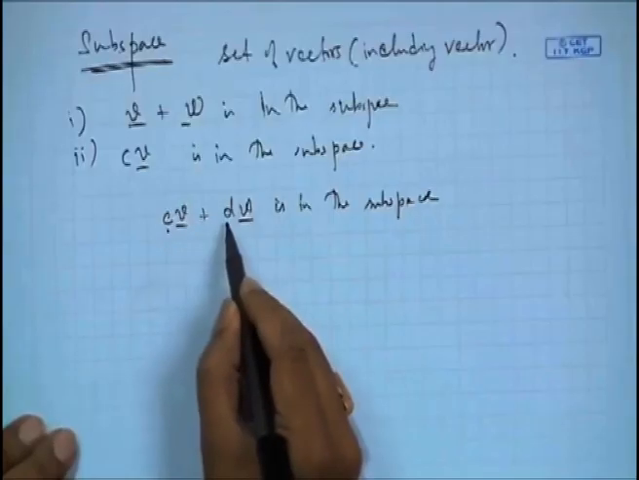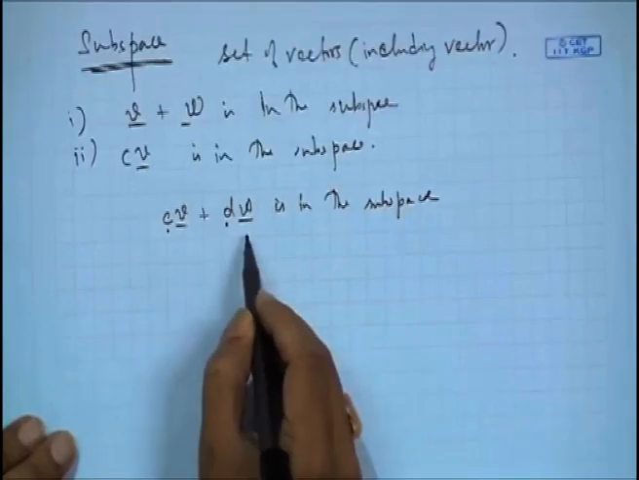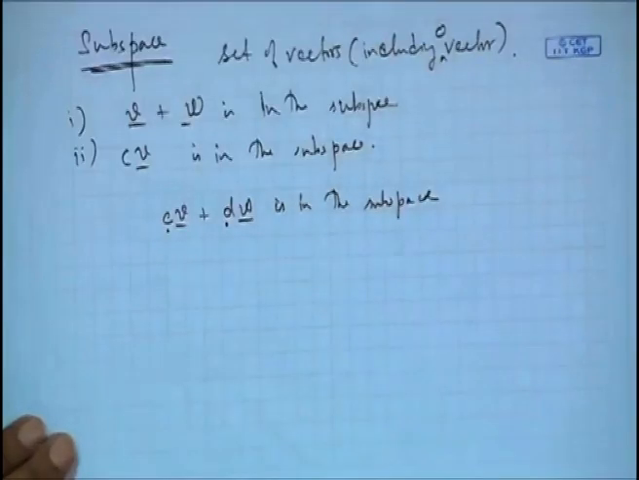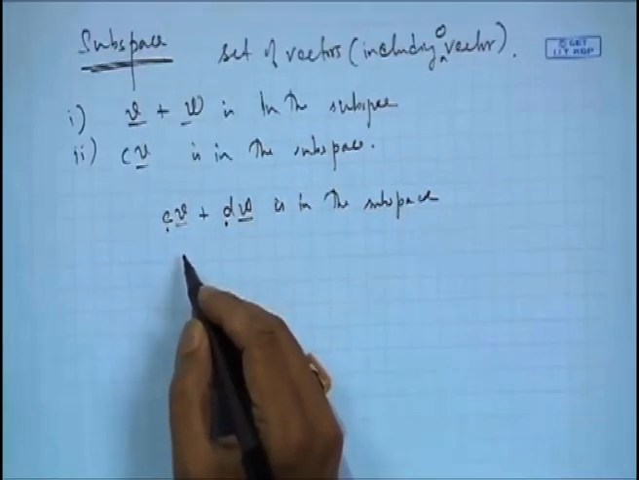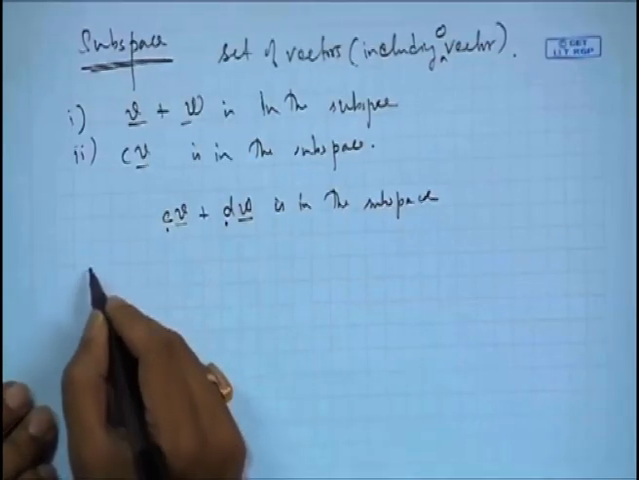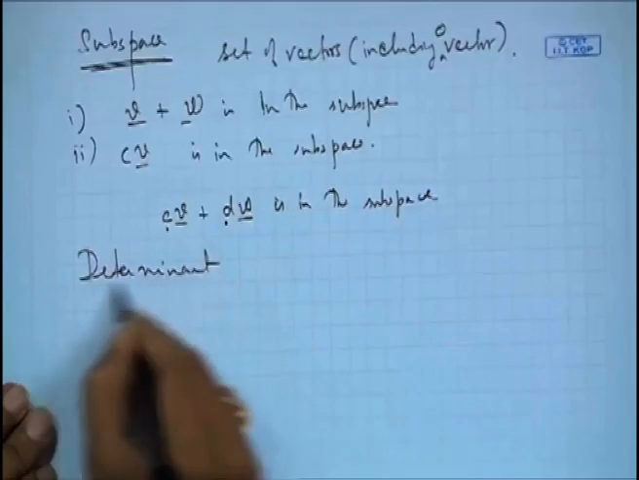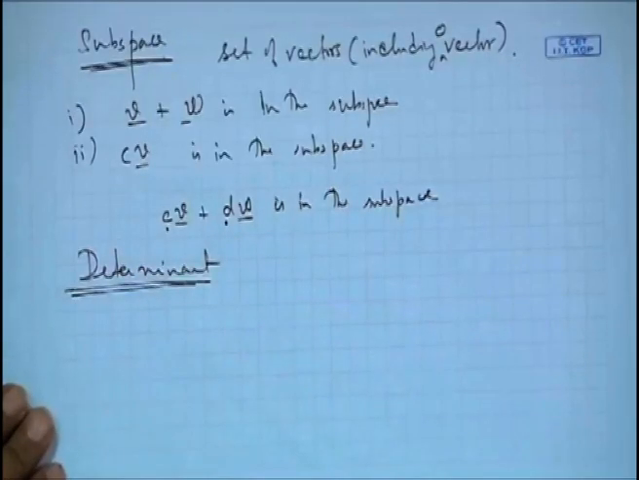So if C is 0 and D is 0, then this would turn out to be 0. So including the 0 vector is necessary for a subspace. If 0 is not contained in it, it is not a subspace. Then there are many other spaces, the column space, the row space, and so on and so forth. We'll not look into that. We'll go into determinant, which we use. So determinant is one of the very important things.